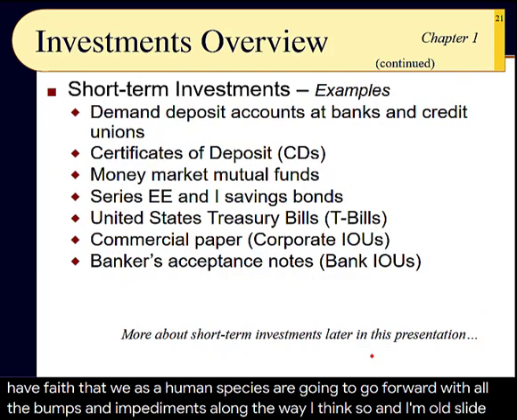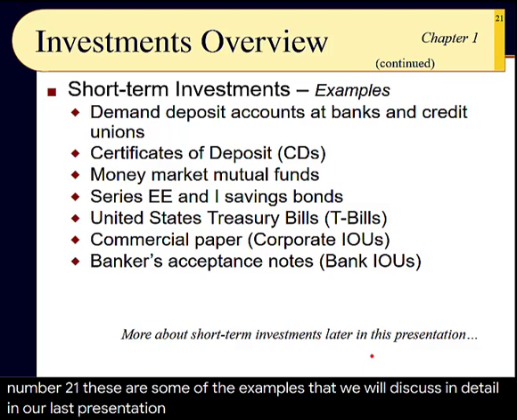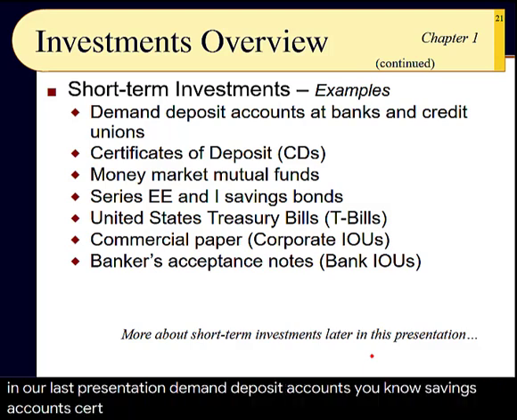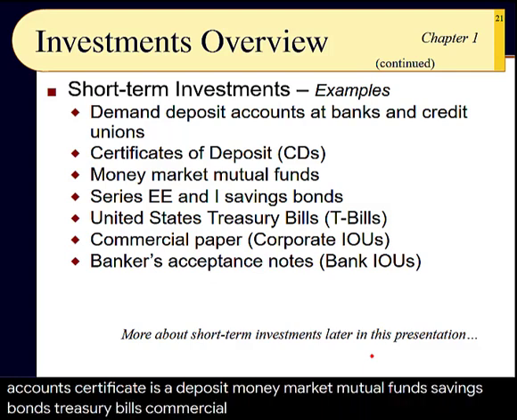Slide number 21. These are some of the examples that we will discuss in detail in our last presentation. Demand deposit accounts, savings accounts, certificates of deposit, money market mutual funds, savings bonds, treasury bills, commercial paper. What a silly name. Corporate paper and bankers acceptance notes. What are these things? Well, later.